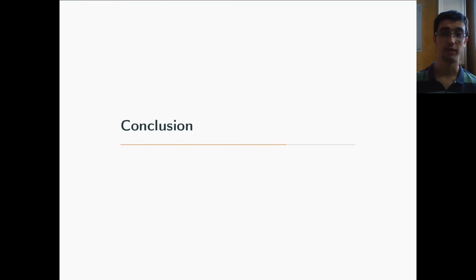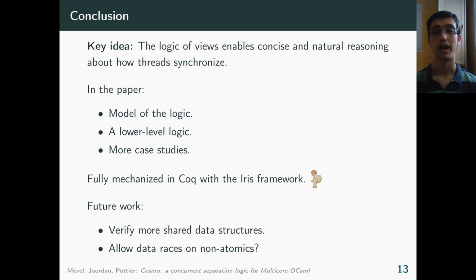To sum up, I have presented a program logic for Multicore OCaml based on isolating subjectivity into views. I argue that this logic enables concise and natural reasoning about how threads synchronize. There is more in the paper, namely how the logic is realized by building on top of a lower level logic, and we also have more case studies. This entire work is mechanized in the Coq proof assistant using the Iris separation logic framework. So we have a verified proof of soundness on the Toy language with which we can write programs and prove them correct using our program logic.